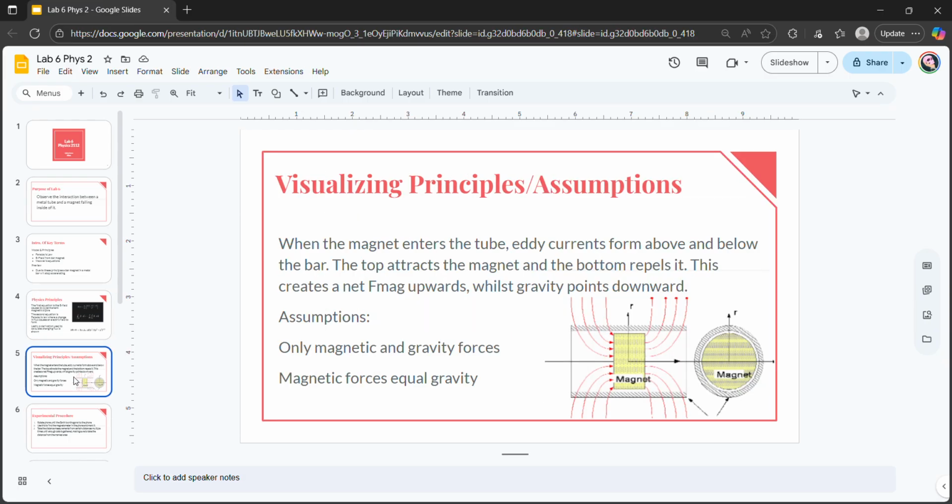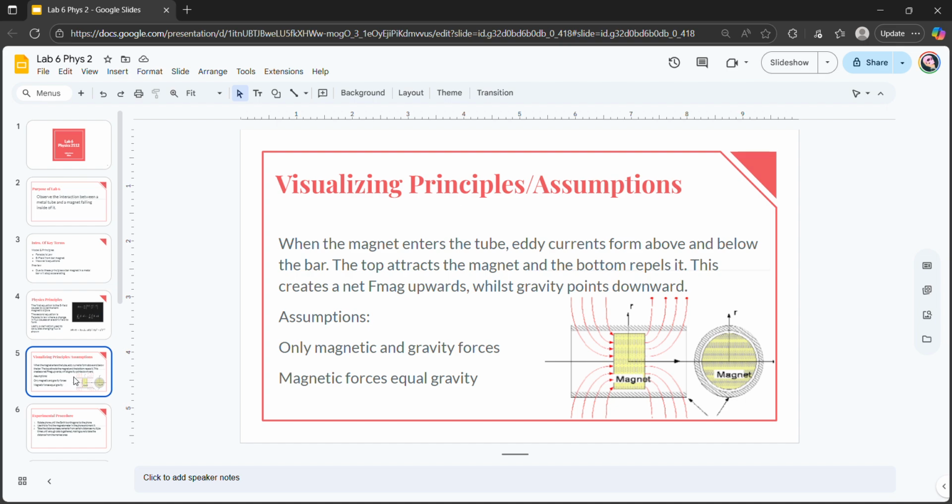Here's going to be a visual for the principles and some of our assumptions. When the magnet enters the tube, eddy currents form above and below the bar. The top attracts the magnet, while the bottom repels it, and this creates a net magnetic force upwards, whilst gravity points downwards. Assumptions: there's only magnetic and gravitational forces.